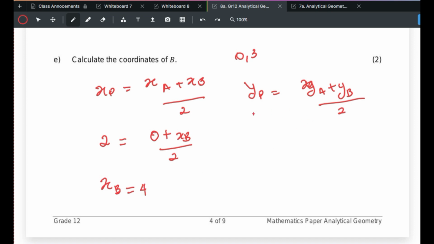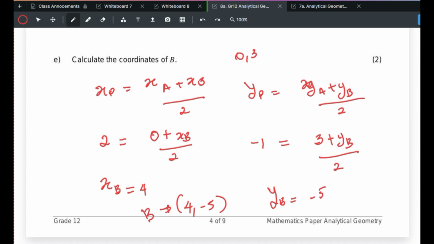Do the same thing for this. This here is -1 equals (3 plus yB) divided by 2. Cross multiply, you'll get -2, and that goes over, that will be -3, which is yB equals -5. So your coordinate is (4, -5) for B. Do you agree with all this? Yes, sir. Okay, awesome.